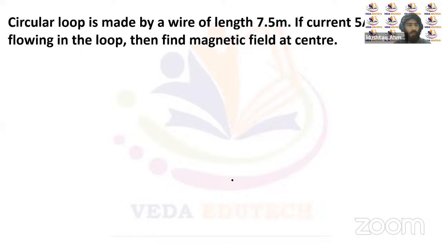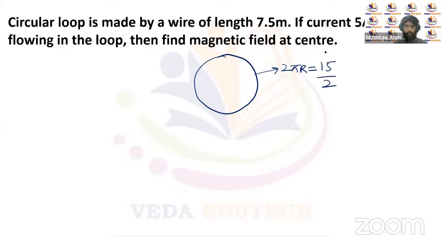You can see we have a question here. A circular loop is made by a wire of length 7.5 meters. If current 5 ampere is flowing in the loop, then the magnetic field at the center is? We can draw this circular loop, and the total length is 7.5 meters. So this is the circumference of the circle, 2 pi r, given as 15 upon 2, that's 7.5 meters. And the current through the circular loop is given as 5 amperes.